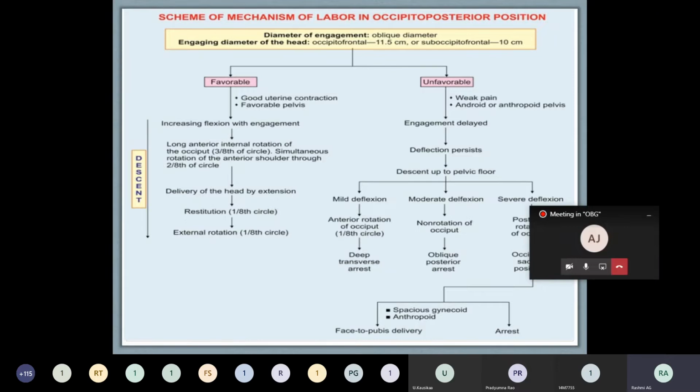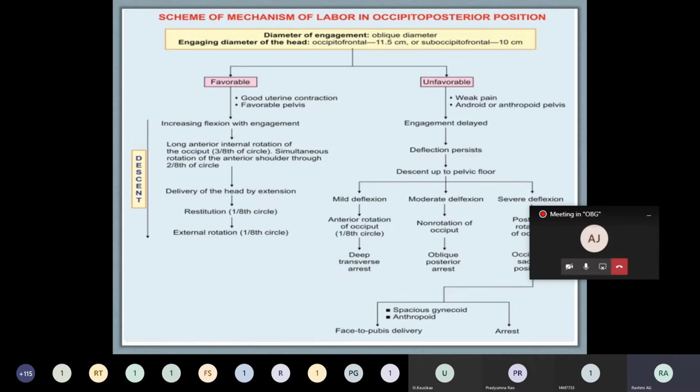So what you notice is in occipitoposterior, though things are favorable, most often the labor is prolonged. Okay, one, because engagement is delayed, and second, because it has to undergo a long internal rotation. But though the labor is prolonged, if the conditions are favorable, most often delivery takes place without any undue unfavorable circumstances. Okay, so most often the obstetric outcome is good with a healthy mother and a healthy baby.